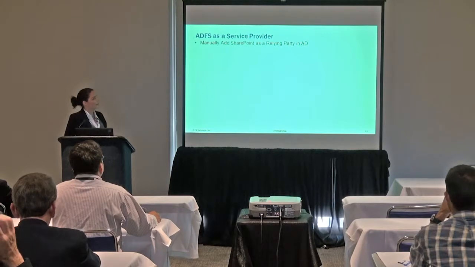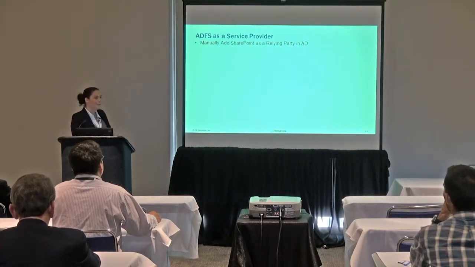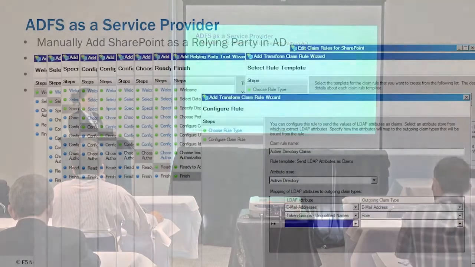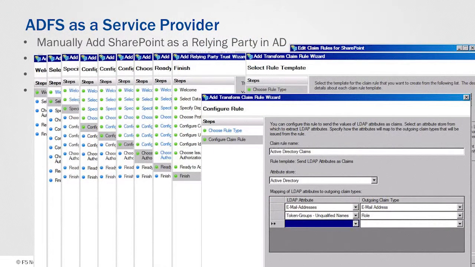Now, going over ADFS as a service provider. I'm going to go over the main steps for setting up ADFS as a service provider. I will actually give you guys some of the configuration. So the first thing we're going to do is manually add SharePoint as a relying party in AD. Nice and easy. The deployment I did not cover because it differs by version. But the screens for the configuration stay the same. So once you're in administrating ADFS, it's exactly the same.